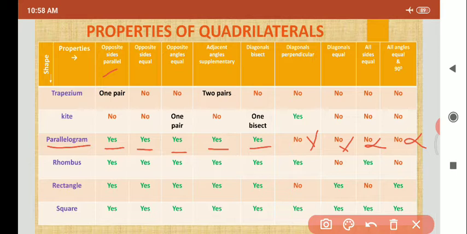Now we will check the criteria for the rhombus. In a rhombus, opposite sides are parallel. Yes.